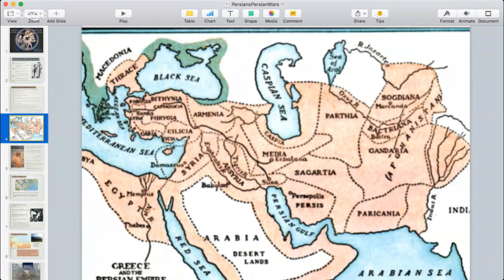So the Persian Wars is the moment when the Athenians, it's not only the Athenians, but the Athenians join with the Spartans and other Greeks to keep the Persians from invading the Greek mainland. So again, the Persians end up going back to Persia defeated. Their empire is still quite intact.